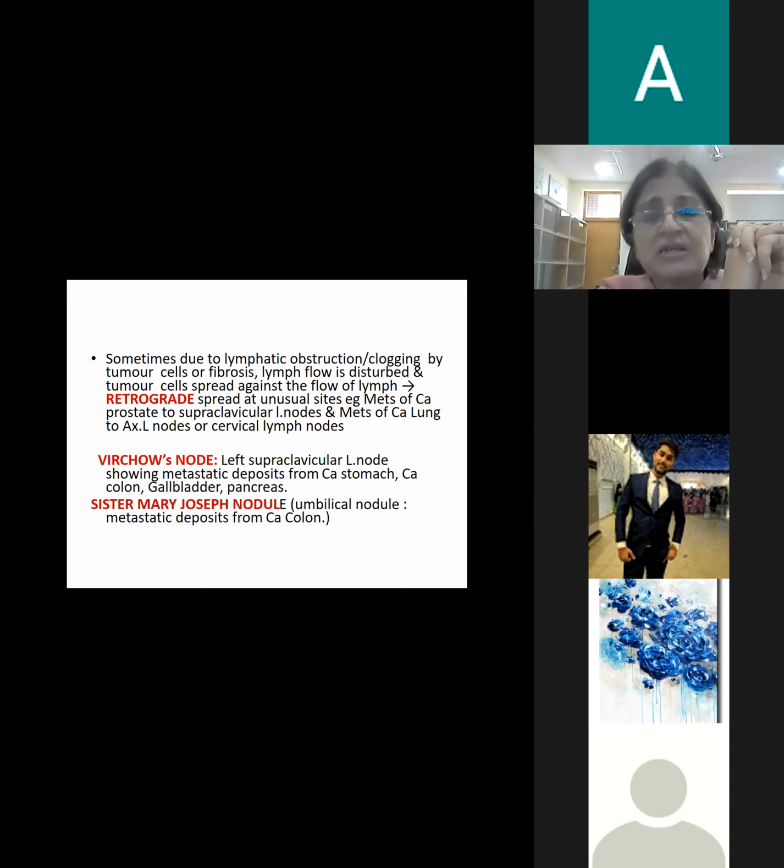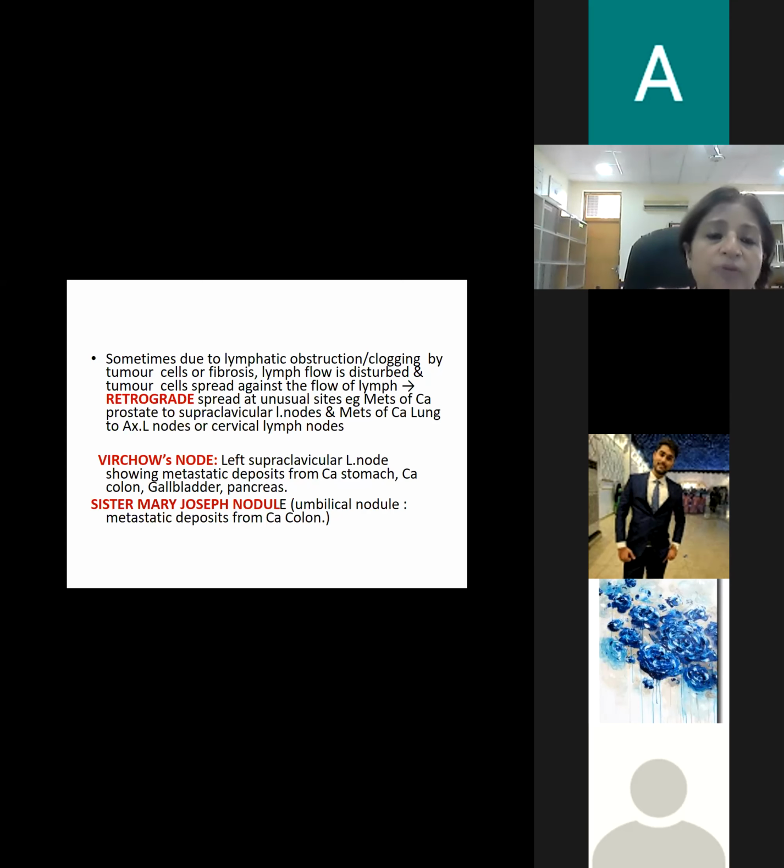Virchow's node is a left supraclavicular lymph node, an enlarged left supraclavicular lymph node, which contains metastatic deposits from cancer of the stomach, cancer of the pancreas, cancer of the colon, and cancer of the gallbladder.